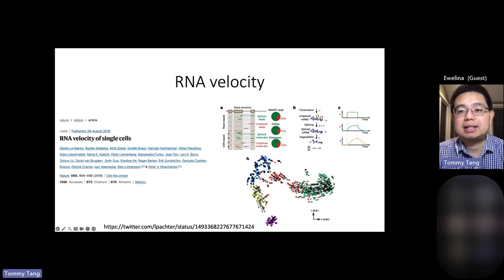To quantify the time-dependent relationship between the abundance of precursor and mature mRNA, they assume a really simple model in which the first time derivative of the spliced mRNA abundance is determined by the balance between production of spliced mRNA from the unspliced mRNA and mRNA degradation. With that, you can draw a vector for each cell showing the moving direction. This is pretty cool, as you can visualize the cellular state progression.